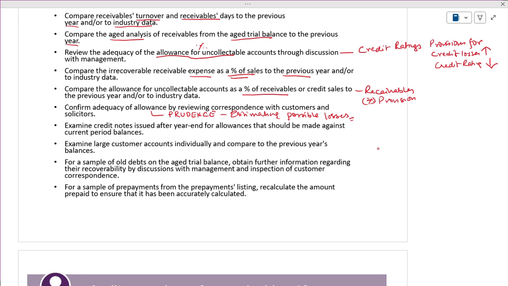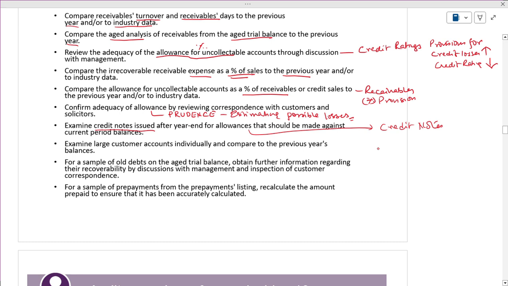Examine credit notes. What does it mean? Any idea? A credit note is issued if there's any amendment or mistake in invoicing or something. When you receive a credit note, just tell me, what will happen? They're going to amend the value of the invoice.